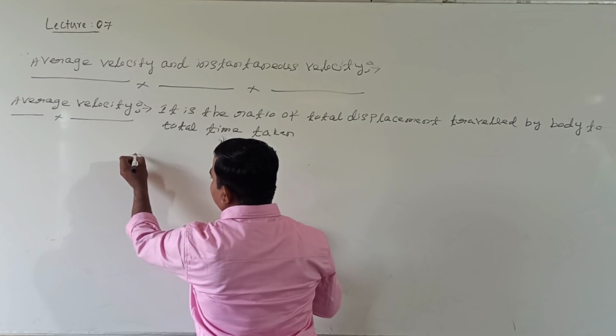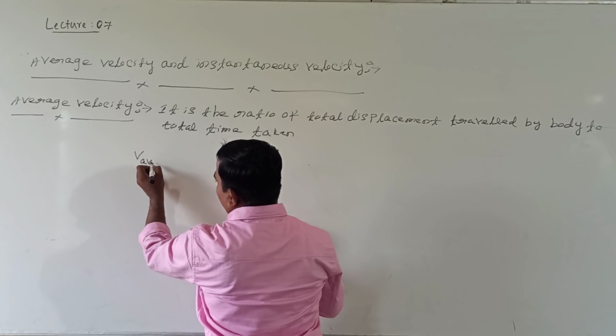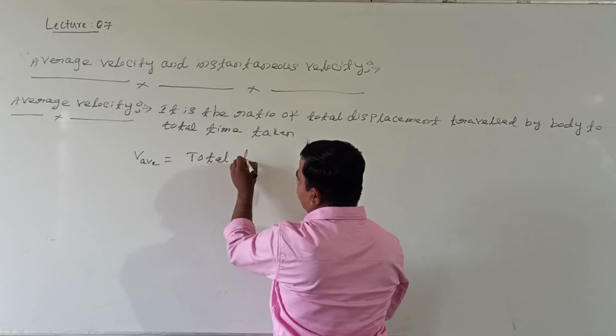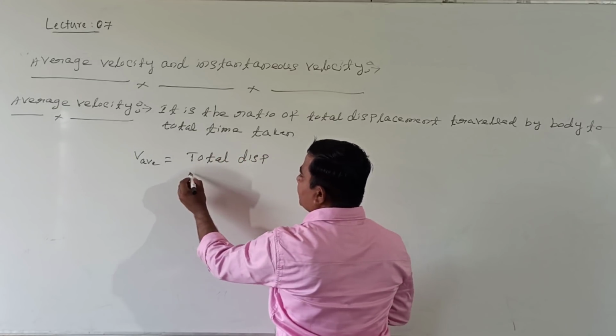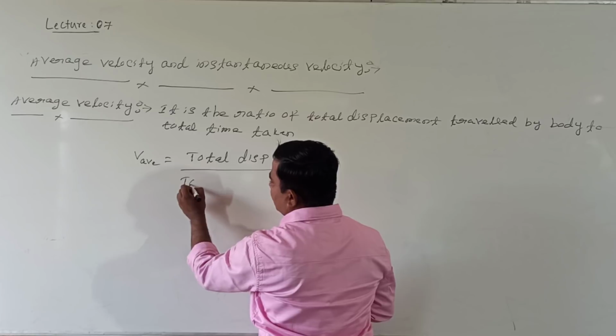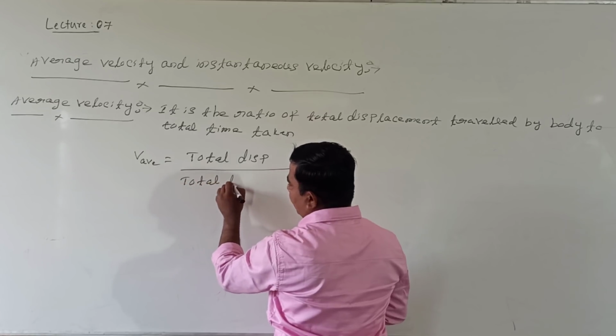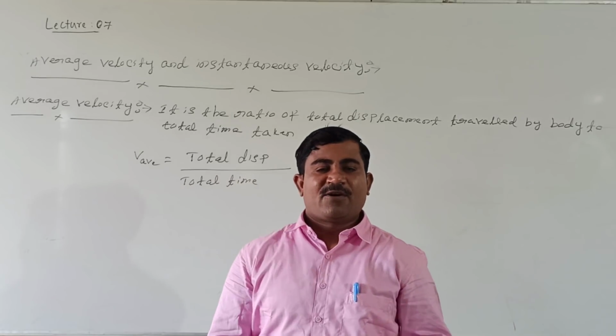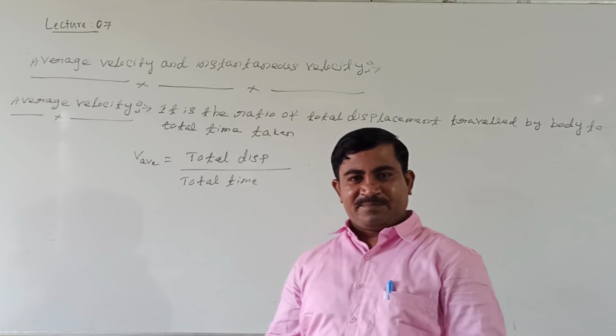The general formula: average velocity is the total displacement divided by total time. Shall I show an example for this? How is the total displacement divided by total time?